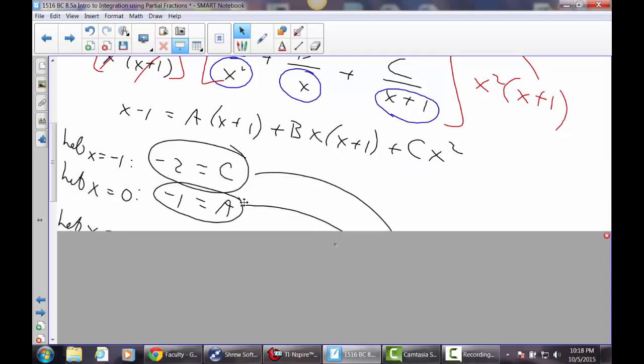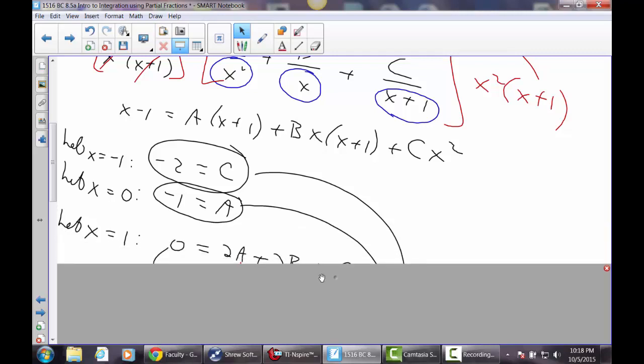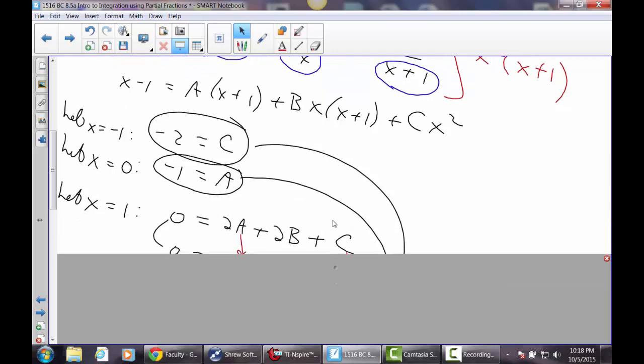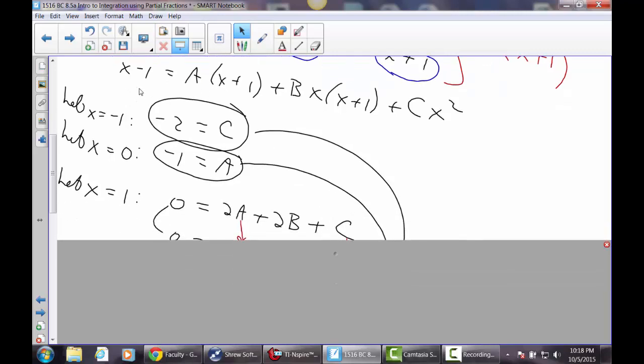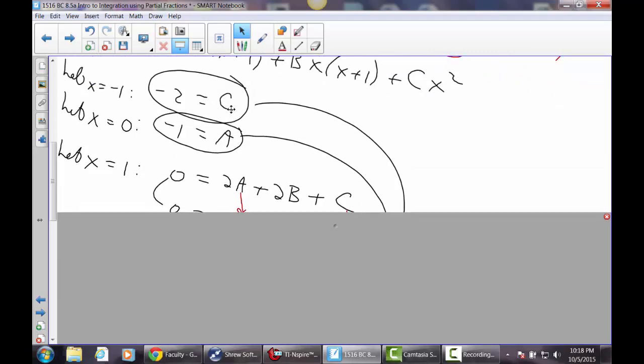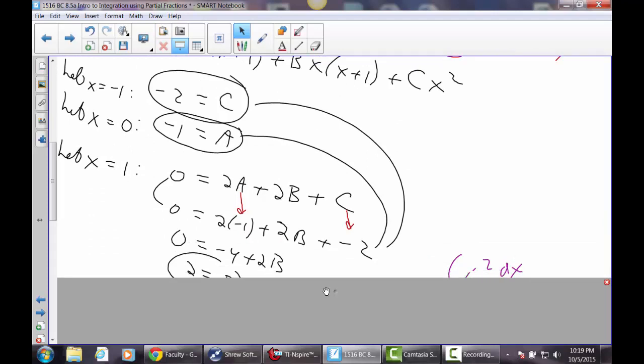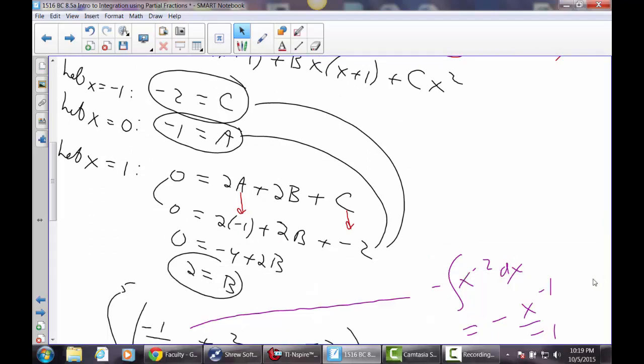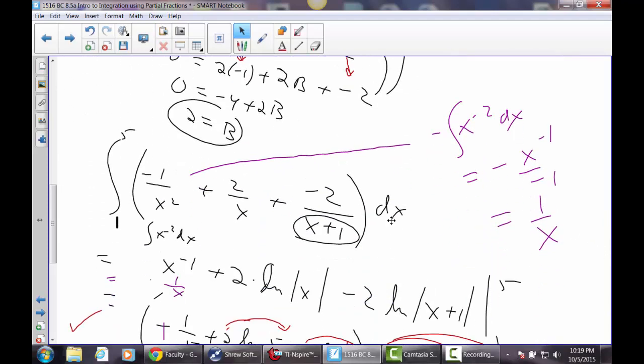So if we let x equal negative 1, we get C equals negative 2. We let x equal 0, we get A equals negative 1. We still need to find B, so we let x equal some other number. 1 sounds very convenient for me. Again, plug it into both sides of this equation. But remember, we have A and we have C, so we plug those in, and that'll allow us to find B. Once you've got your A, your B, your C, here they are.